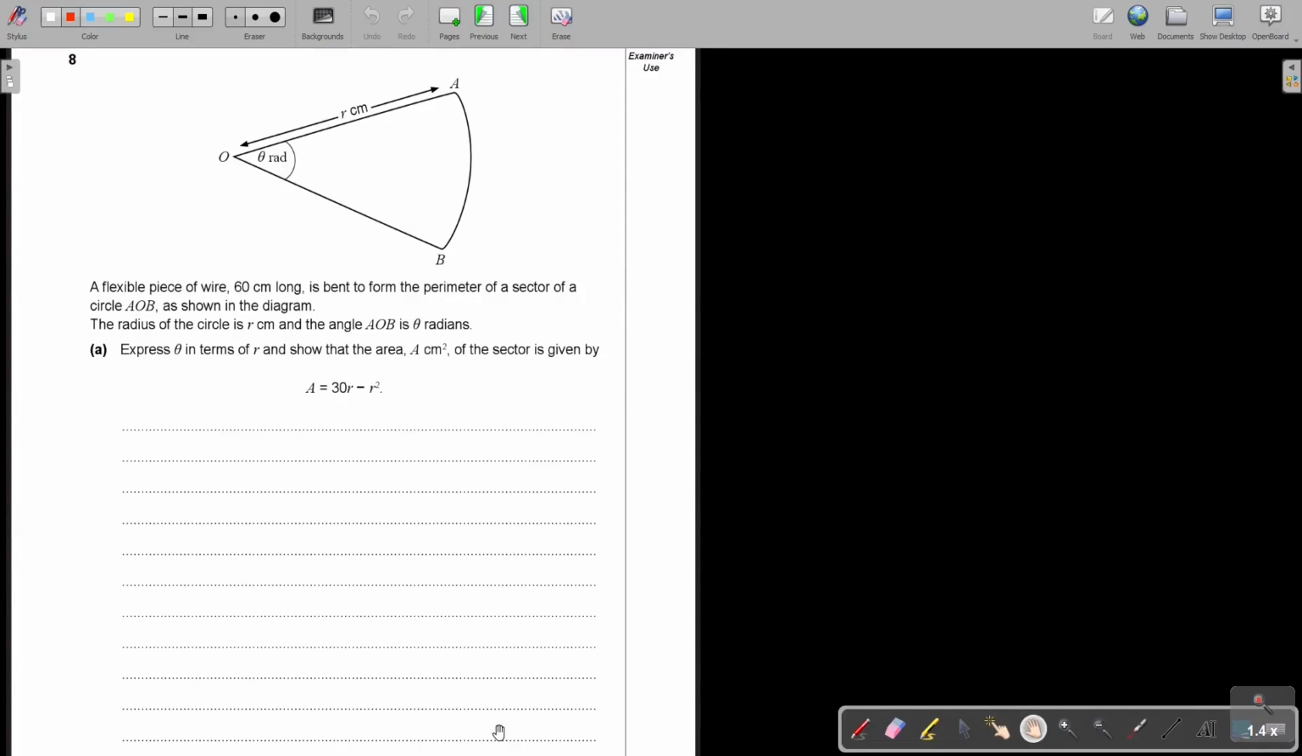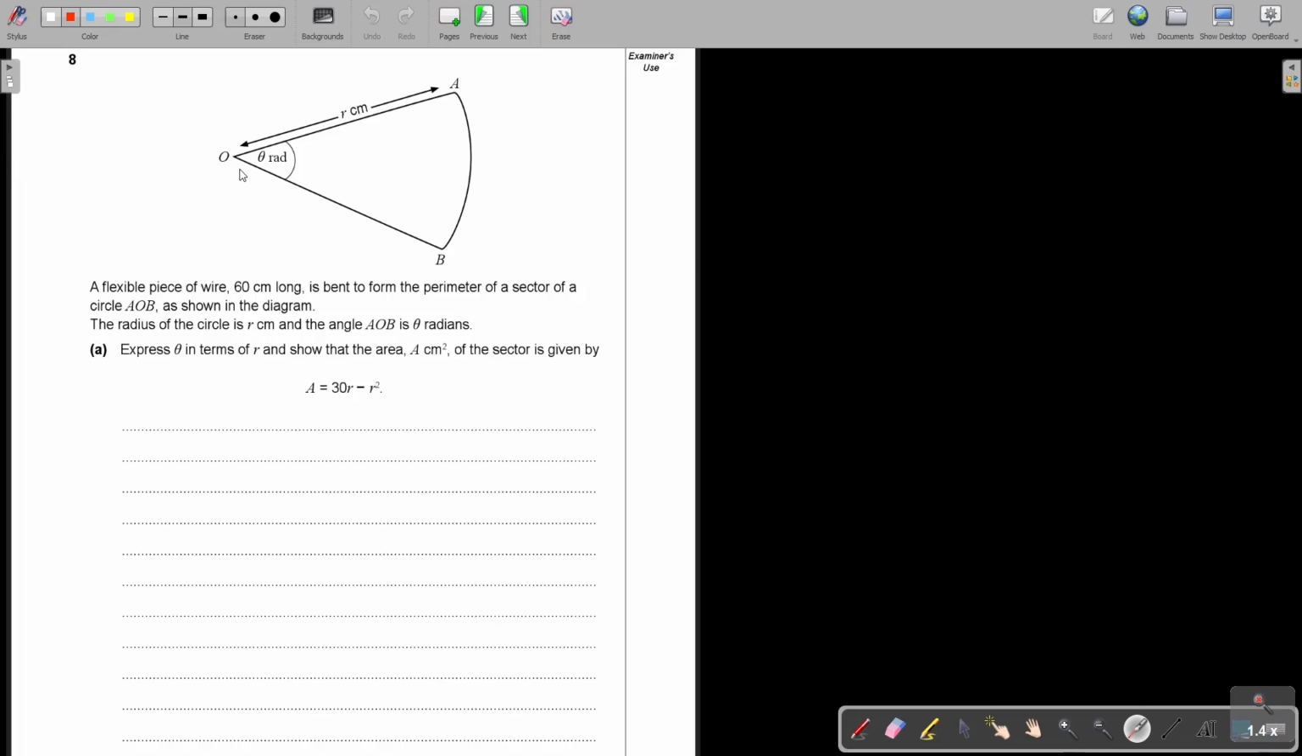Question number 8. A flexible piece of wire, 60 centimeters long, is bent to form the perimeter of a sector of a circle AOB. So it's bent in this form. Can I just show you? In this form. The radius of the circle is r centimeters and the angle is theta. So, radius and theta. Express theta in terms of r and show that the area of the sector is given by this. Okay, so let's just start.